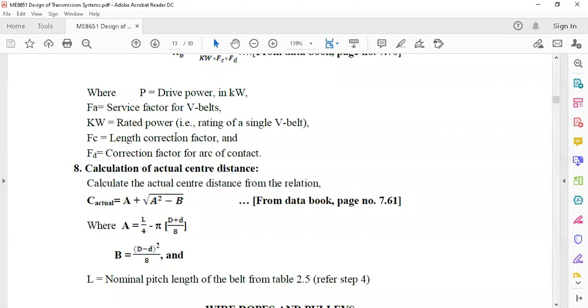C actual is equal to a plus square root of a squared minus b. How we calculate the a, and these data, are normally taken from the previous steps. But from the GATE exam point of view, they generally ask about only any one step. They never ask about the total design process; they ask only about the individual steps of the problems.